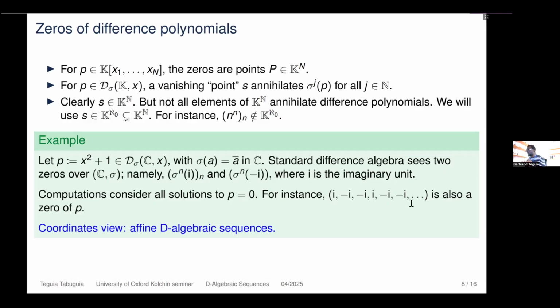For instance, this sequence here, i, minus i, i, minus i, i, is also a solution. So this is just to show you why sometimes it's not even necessary to know what sigma is exactly, but finding some solutions, and depending on the solution that you are interested in, you can now try to define the endomorphism or automorphism that you will need to move to the coordinates of these solutions. So this is why I put here the coordinate view, to say a kind of affine algebraic sequences.